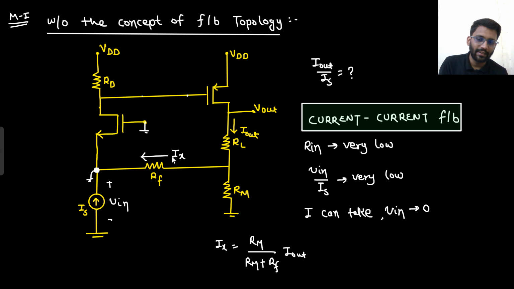So this Is current is also there, this Ix current is also there. So this current would be Is plus Ix. So what will be this voltage drop?